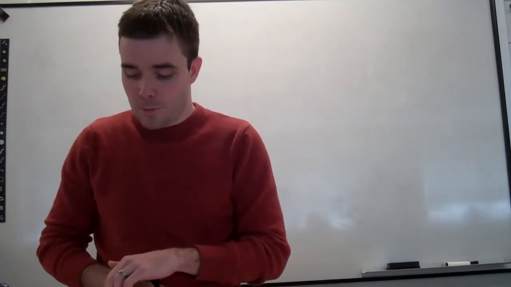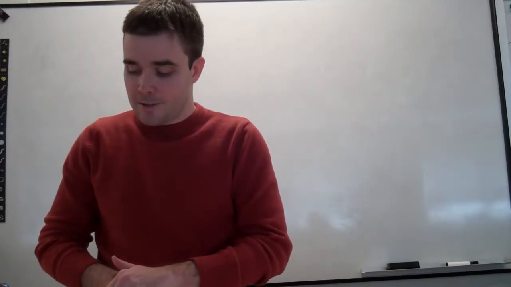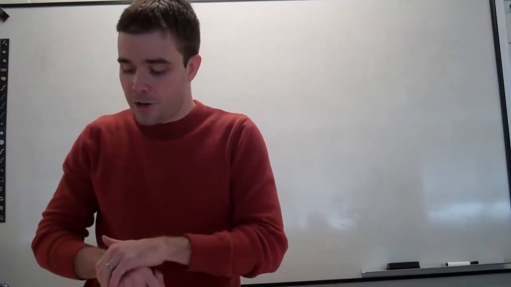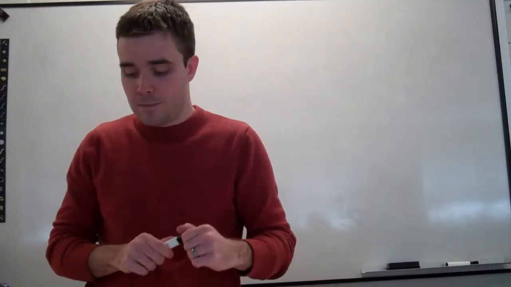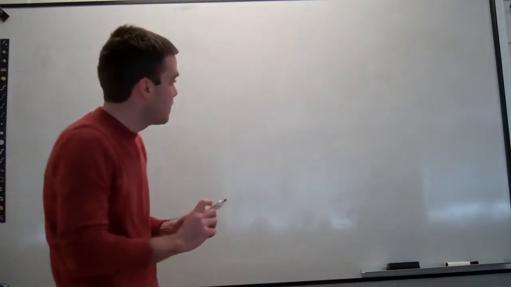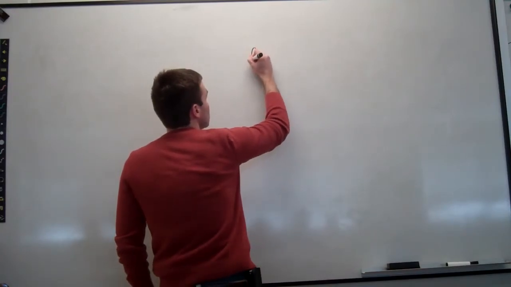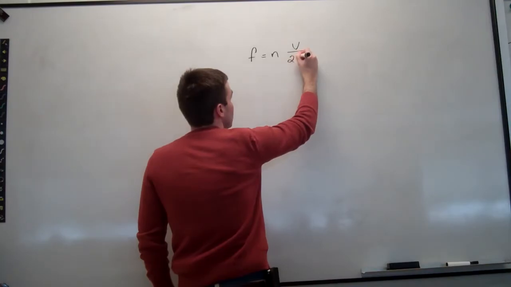Right, let's do number 1. What is the length of an open pipe in which the second harmonic has a frequency of 3,180 hertz? The speed of sound is 346 meters per second. Okay, so which equation are we going to use? F equals N V over 2L.